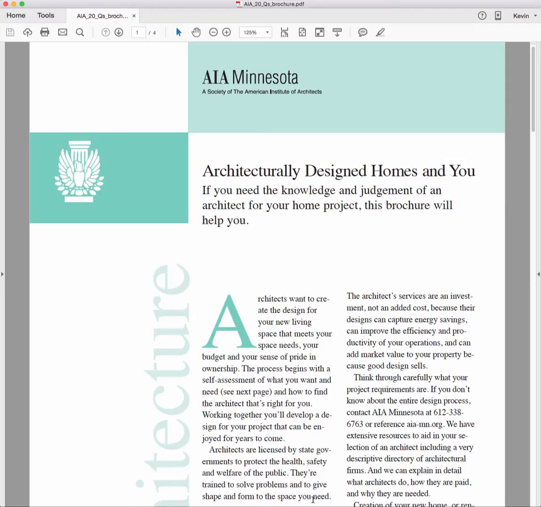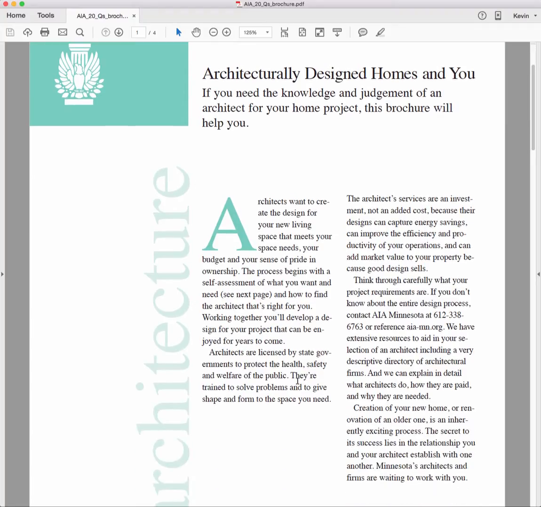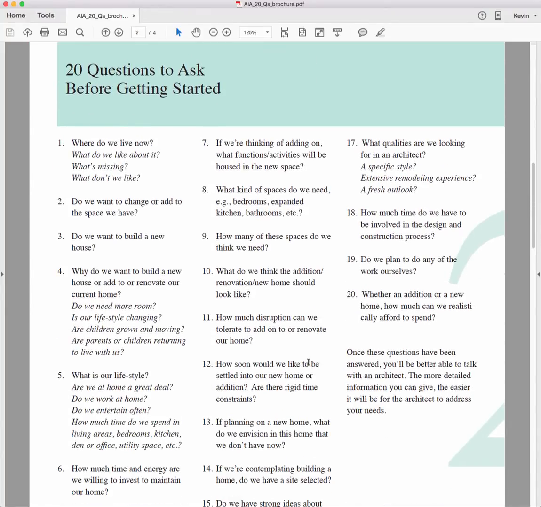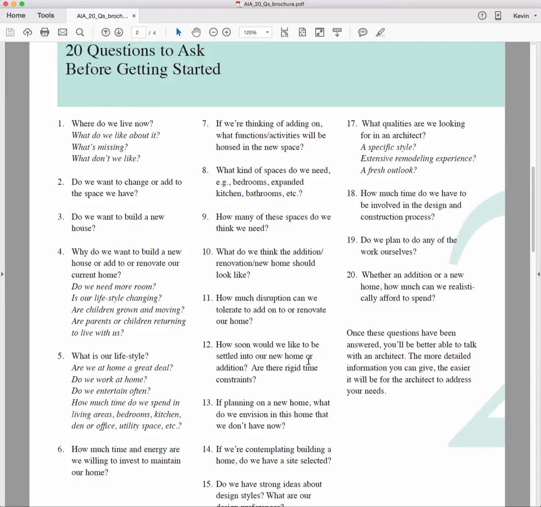So we have an introduction page, and then this really nice section here, 20 questions to ask before getting started. They're asking us to think about the things we should think about before we actually go and talk to the architect. So for us as systems analysts, what do we hope that people have thought about before they come into our office or before they call us into theirs?